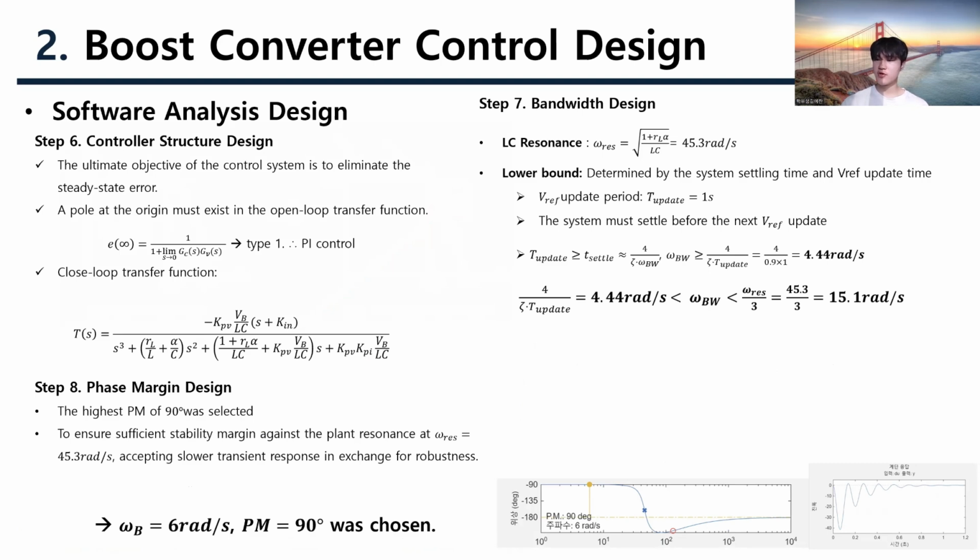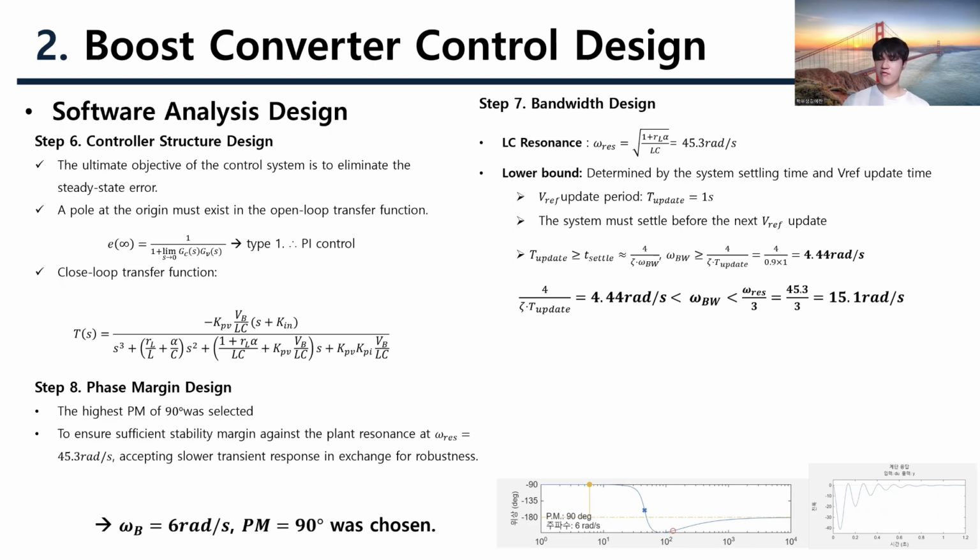For the controller structure, we choose a PI controller to achieve zero steady state error, and this ensures a type 1 system, meaning a pole at the origin in the open loop transfer function.